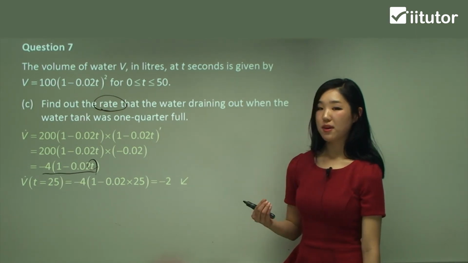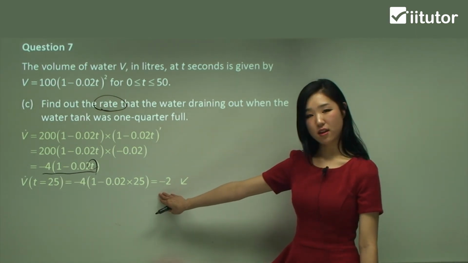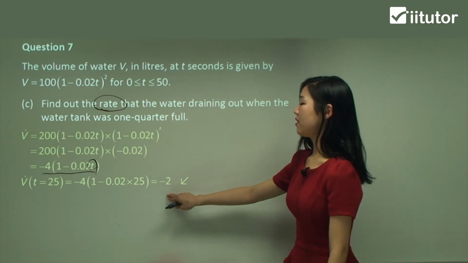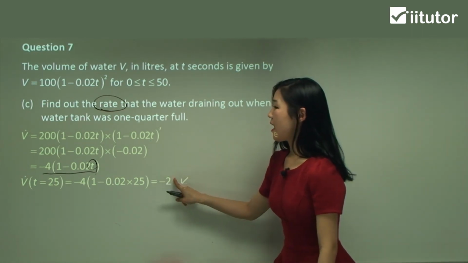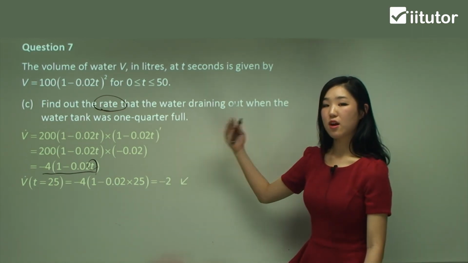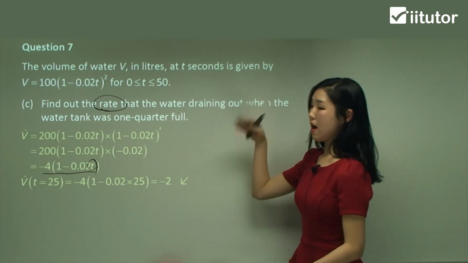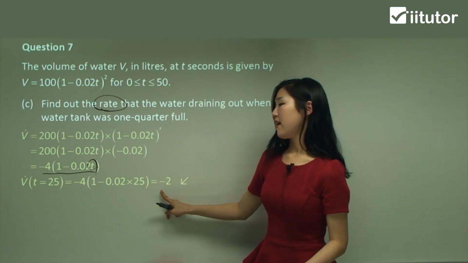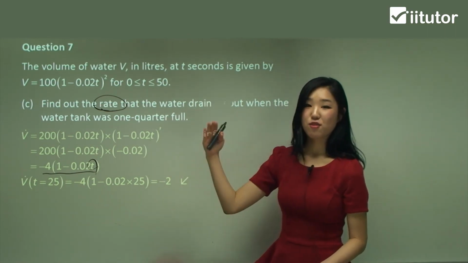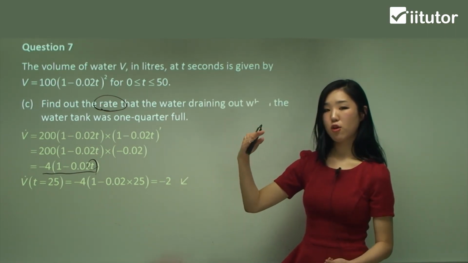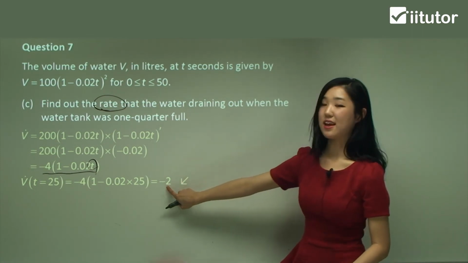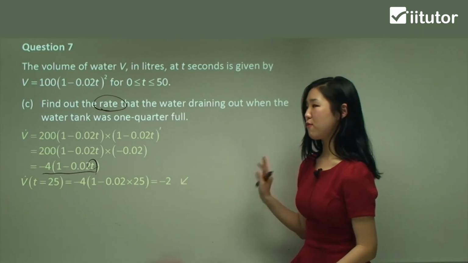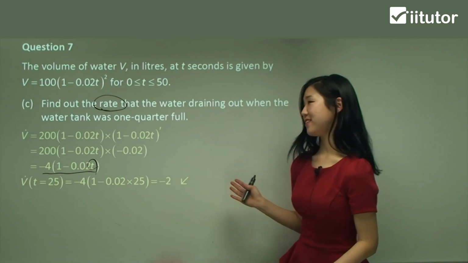But tell me, guys, what does that indicate? What does the -2 indicate? It's saying at 2 litres per second, it's going down for the volume of the tank. But why is it negative? It's because it's going out. It's draining down, so the value of that volume will go down. That's why it's negative. So make sure you understand that before you proceed. Okay, and that concludes question 7.